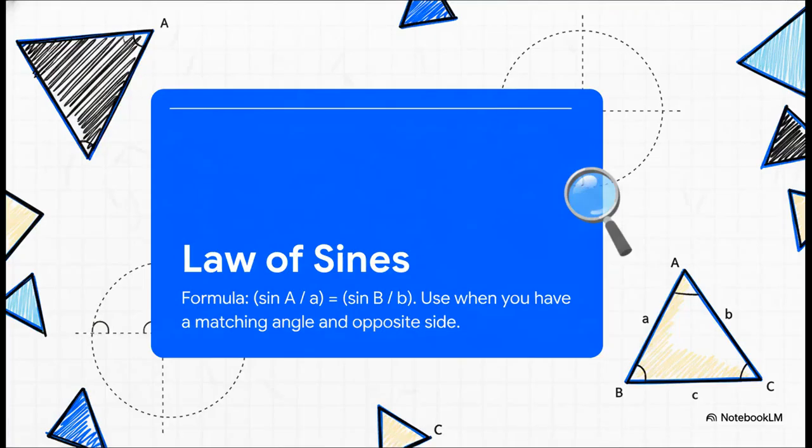First up is the law of sines, and it sets up this really beautiful, simple proportion between the sine of an angle and the length of the side opposite it. This is your go-to tool when you have what I like to call a matching pair, meaning you know an angle and you also know the side that's directly across from it, plus one other piece of information.